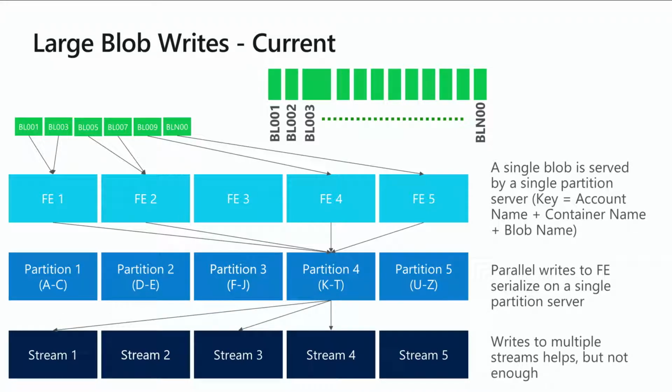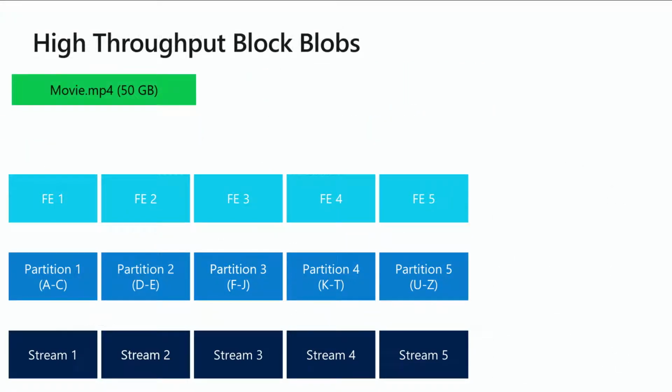We do write to multiple streams to try and parallelize, and it does help. Instead of 60 megabytes per second, if you've been using our service, you're probably getting more like 200 megabytes a second or so, and that's because we're writing to multiple streams, but that's not enough. So what we did was re-architect this as follows.